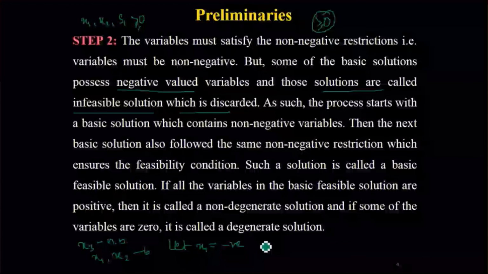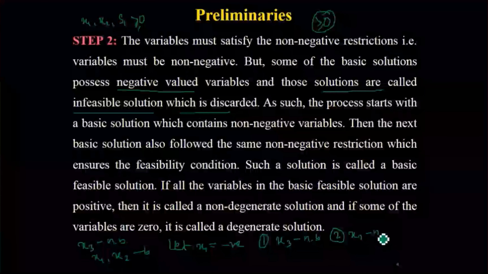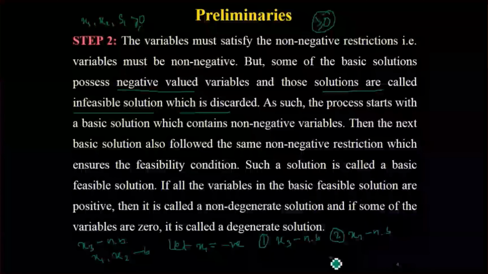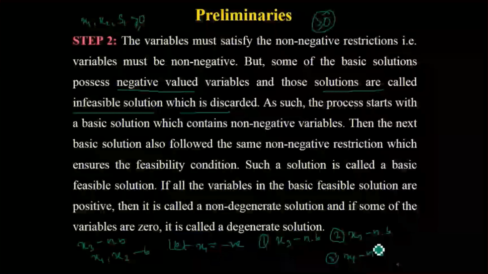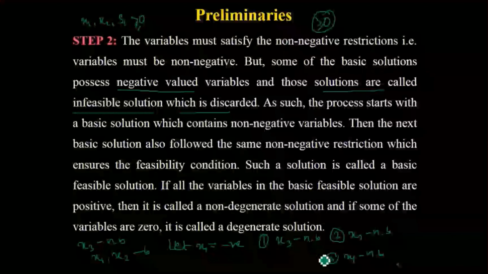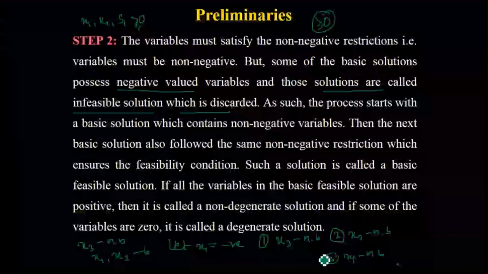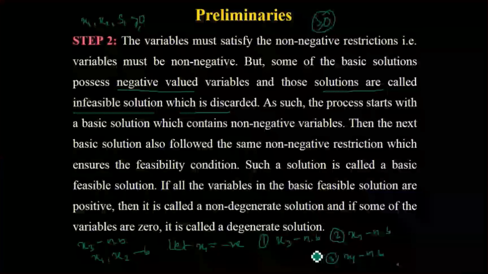Now, how to search? In the first case, you can take x3 as non-basic and then proceed. If it is infeasible, discard it. If it is feasible, find the solution and get the answer. In the second search, let x2 be non-basic and do the same procedure. Third, you can take x1 as non-basic and follow the same procedure. If we complete all of this, we will get the solutions, and from them we will get the optimal solution.